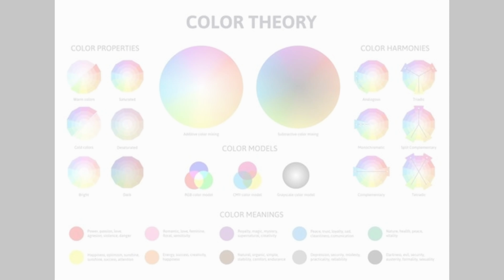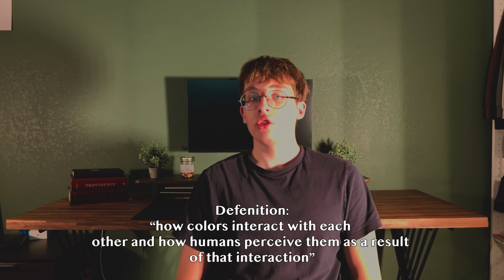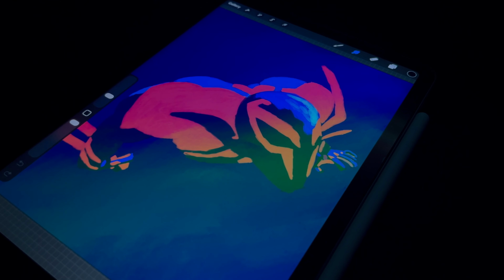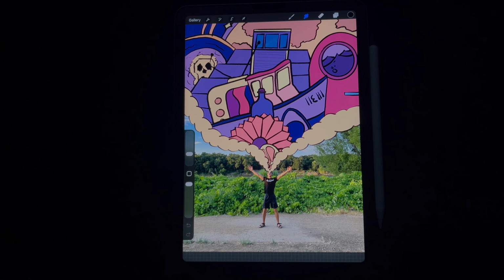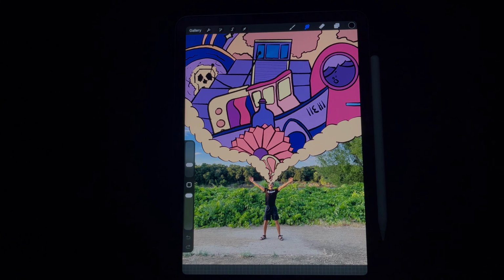Contrary to the popular belief that color theory is difficult, it can actually be approached with a simpler perspective. In itself, color theory is how colors interact with each other, and how humans perceive them as a result of that interaction. At least that is how it's defined in a traditional sense. The way that I approach it is by simply choosing the colors that look good together. Of course, there's more to that, but on the surface level, that is exactly what it is.